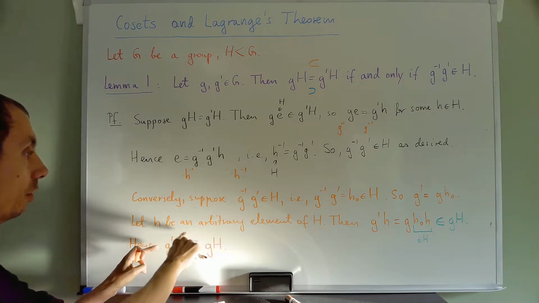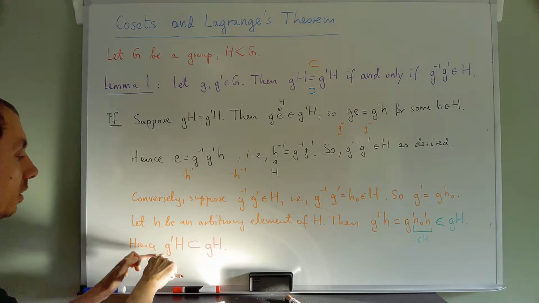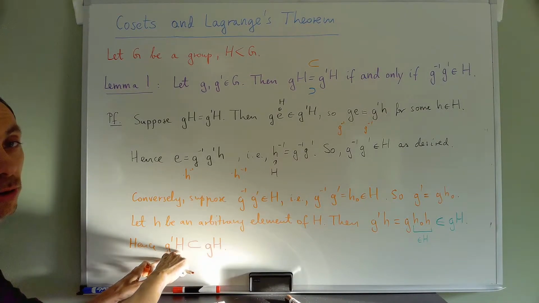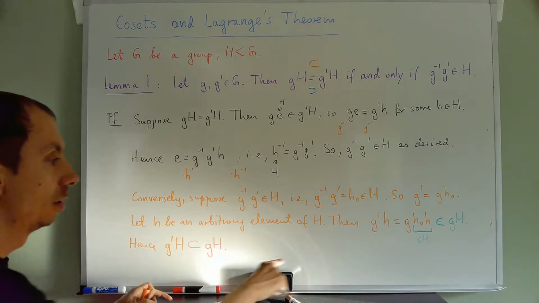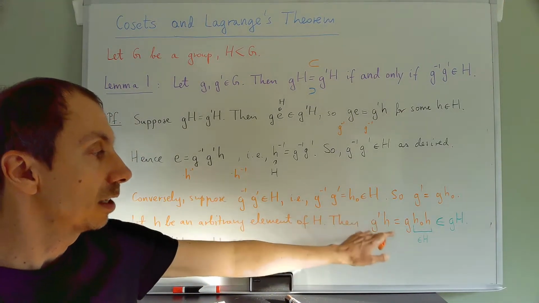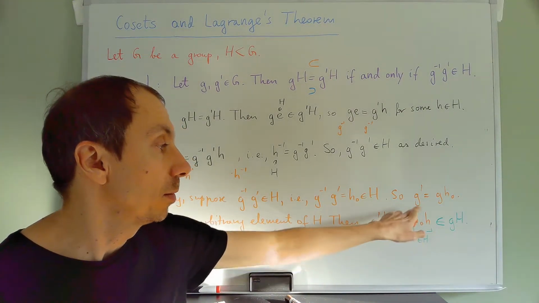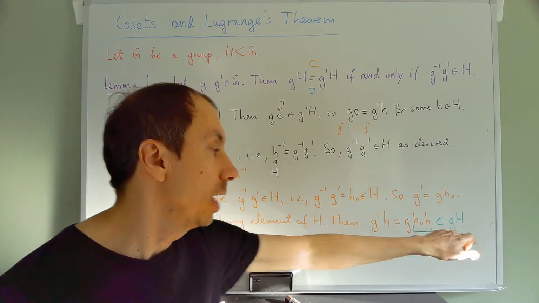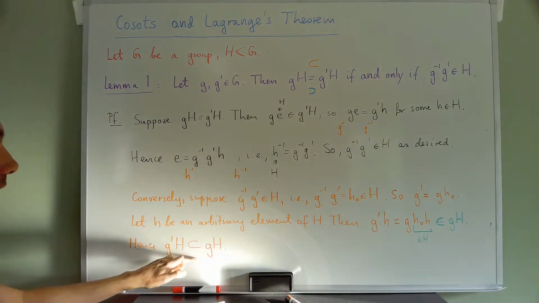How does an arbitrary element of this set look like? It looks like G prime times some arbitrary element of big H. So it looks like that. And we just showed that anything that looks like that can be written as G times something in H. So it means that it lies in GH. Okay? So we proved this containment.